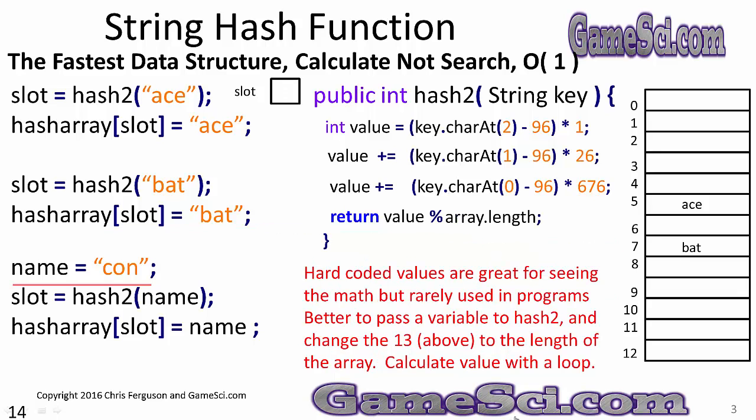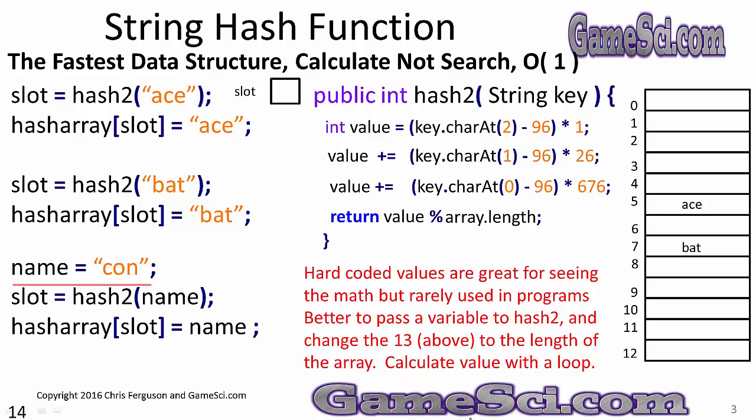One more time, hard-coded values are great for seeing the math, but rarely used in actual programs. Better to pass a variable to hash2 and change the 13 above to the length of the array. Also, we could calculate this value using a loop, and we'll see that shortly. But for now, I want to use this simple hard-coded version of hash2 so you understand how letters get converted to numbers, and then that number gets converted to an array slot.